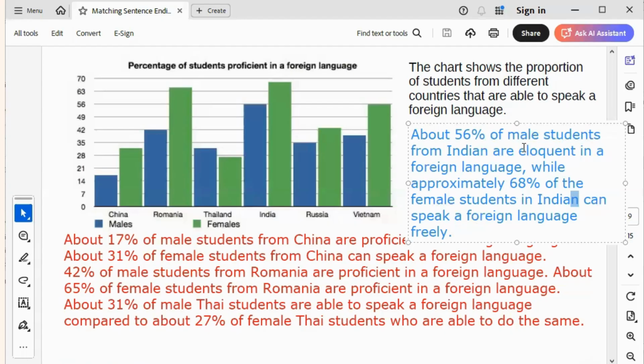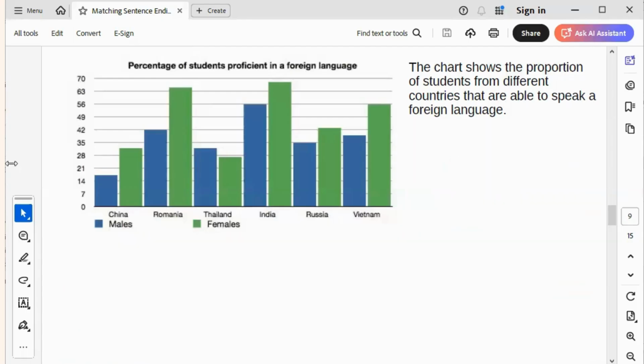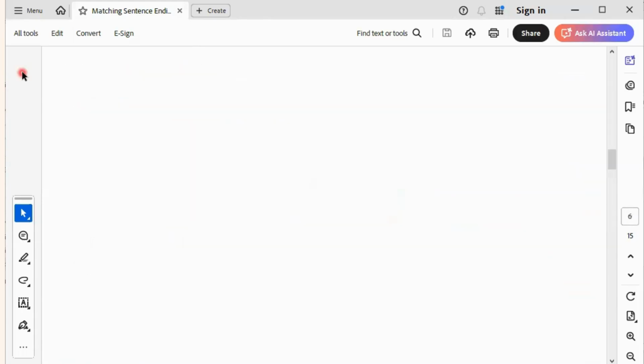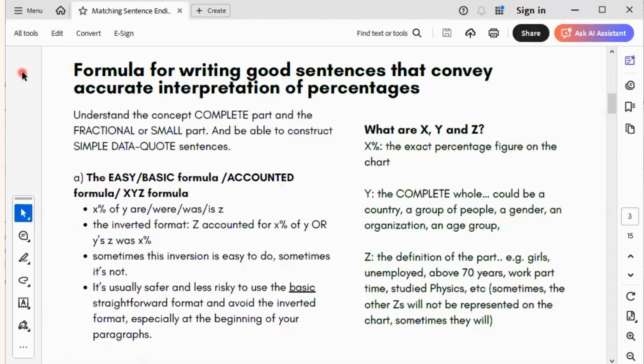Very good. This is a very good one. The person used the formula correctly. I like it. The formula was used correctly. So the XYZ formula is a formula that you must learn to use in writing your report. If you can master that formula, 90%, let's not say 90%, maybe 70% of your work when it comes to reports, is dealt with. Okay, that is the easy formula.